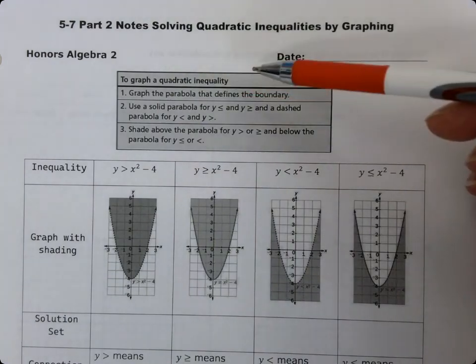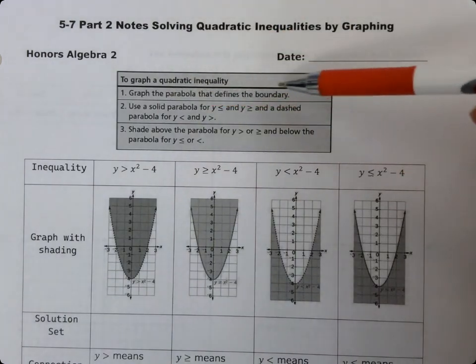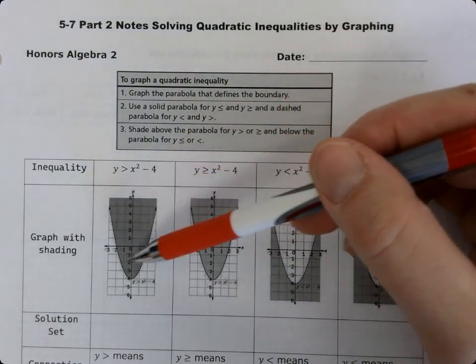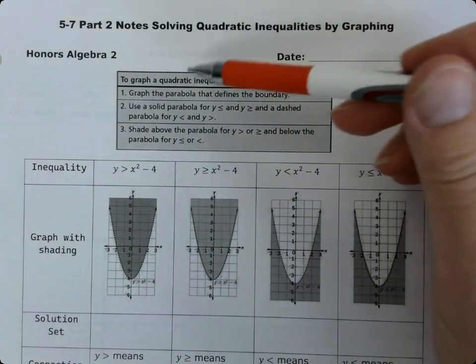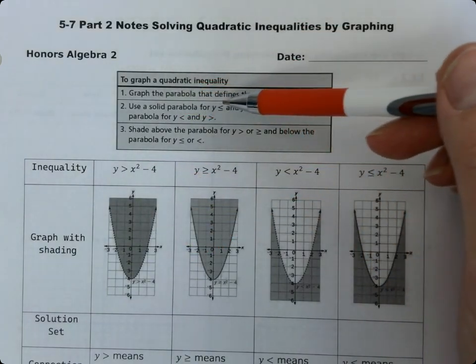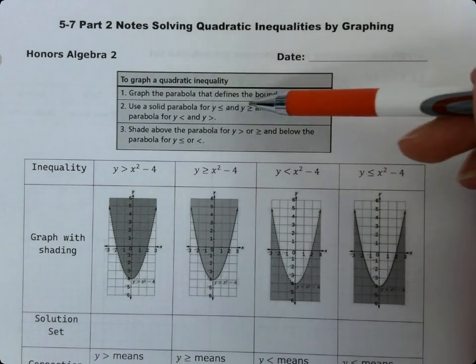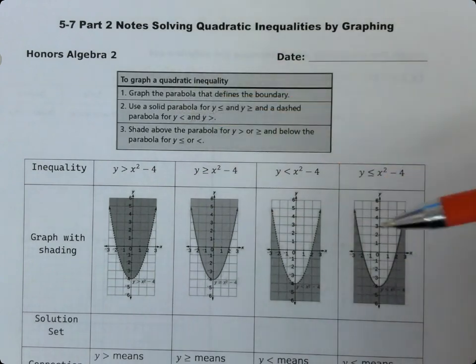So to graph a quadratic inequality, graph the parabola that defines the boundary. So we're going to split our Cartesian plane up with this U-shaped curve called a what? What was that U-shaped curve called? Parabola. Yep. So use a solid parabola if it's less than or equal to, greater than or equal to, and dash if it's less than or greater than.